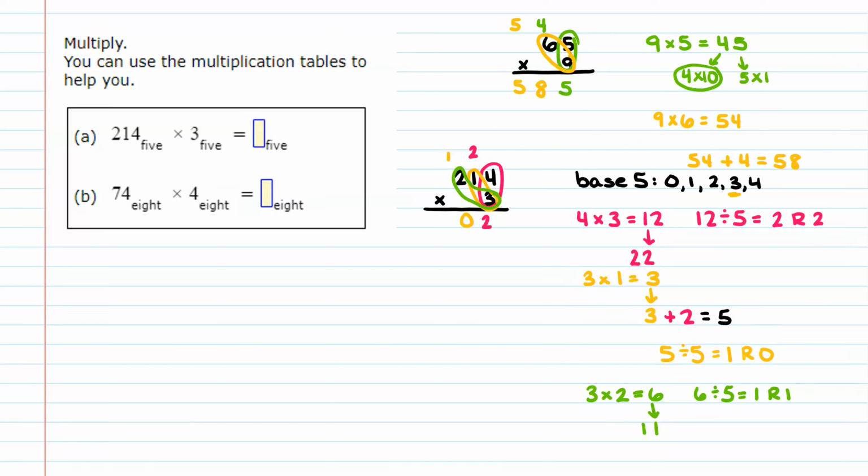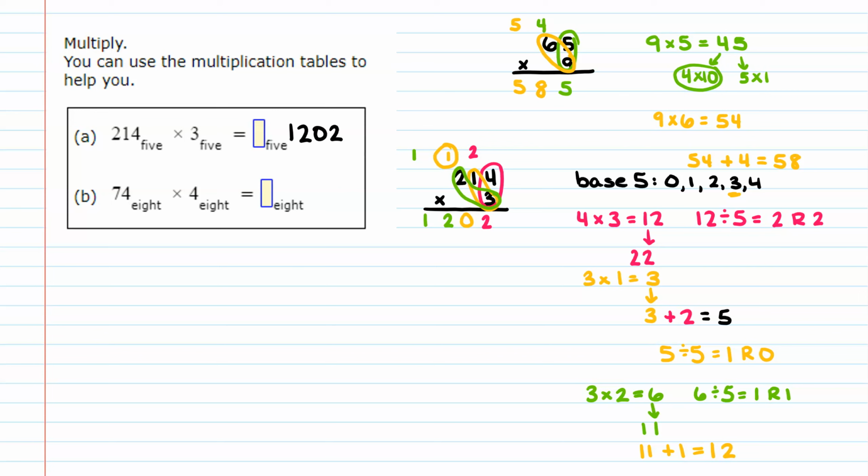Now I need to add this other 1. So I'll do 1, 1 plus 1, which makes 1, 2. 1 is an allowed digit, 2 is an allowed digit, so that's fine. So the 2 goes down here, and the 1 would technically go up. But since there's no number to multiply 3 by, that 1 just comes straight down. So 214 times 3 in base 5 makes 1202 base 5.